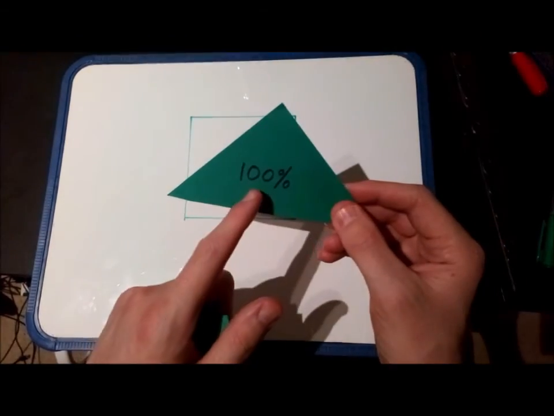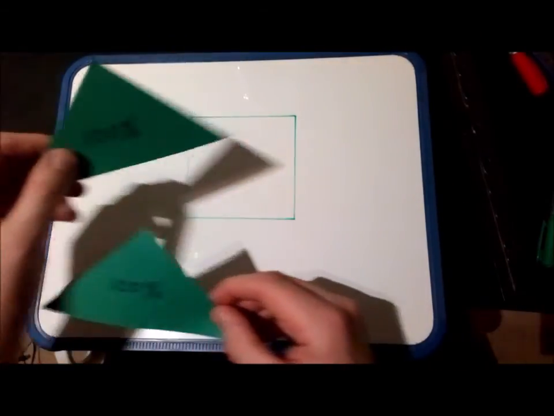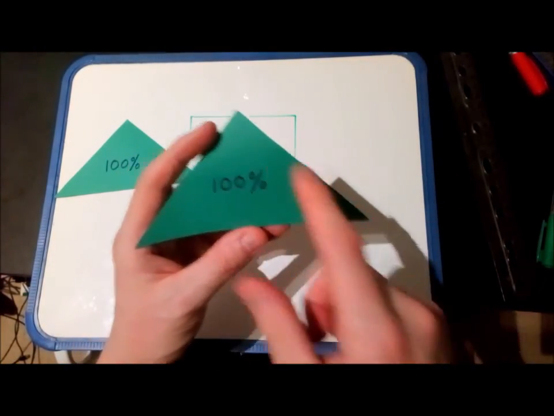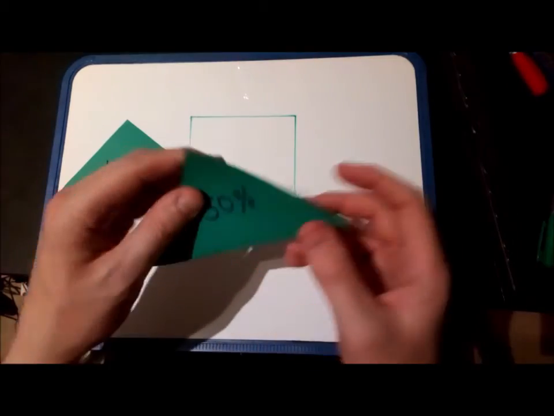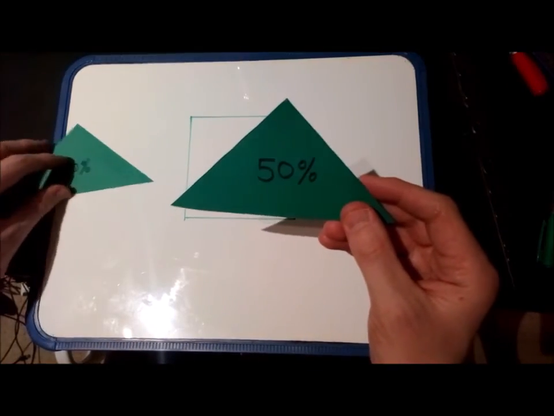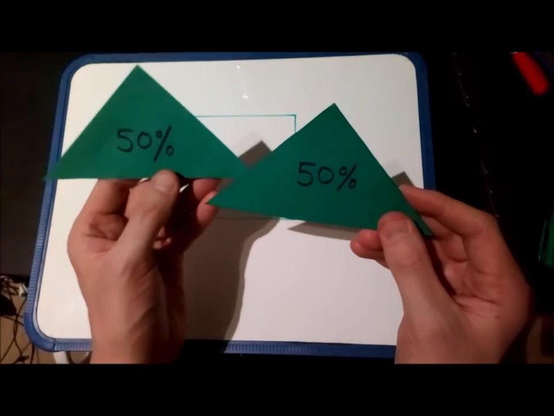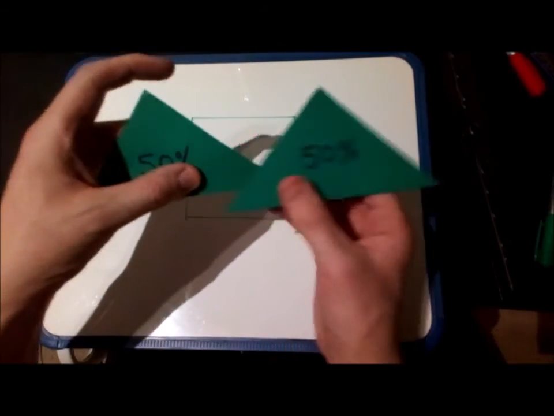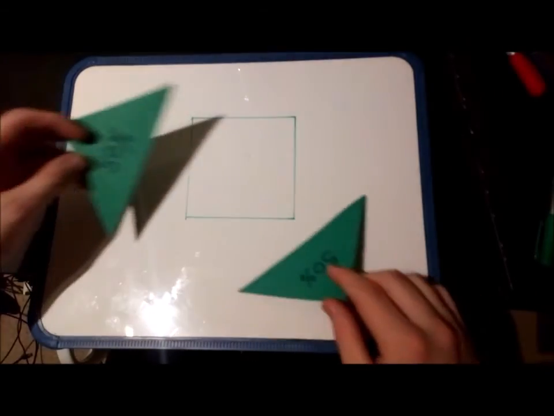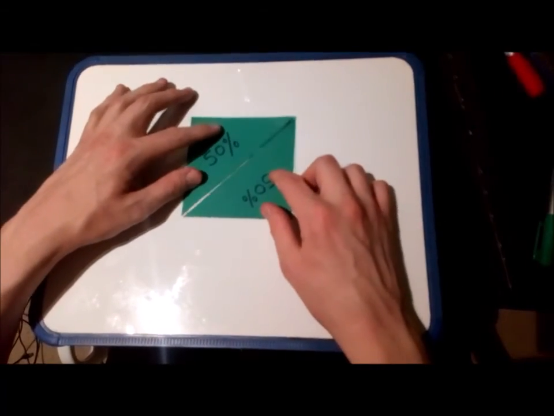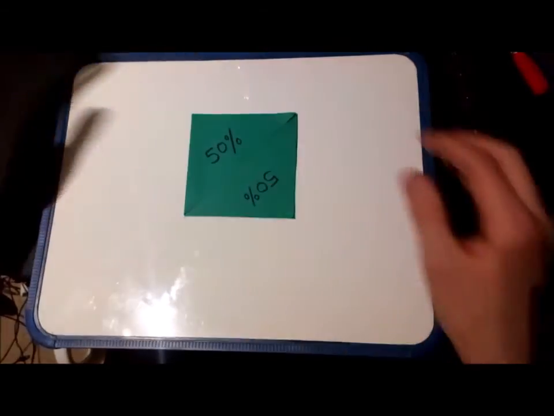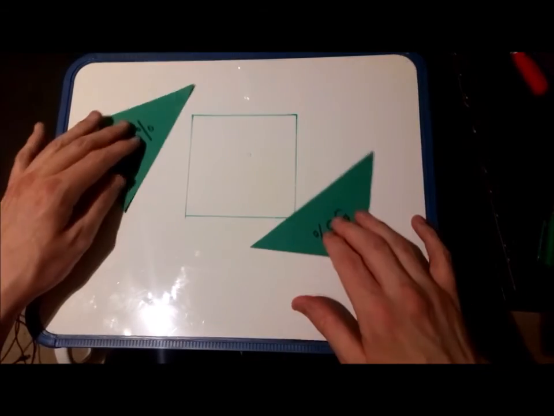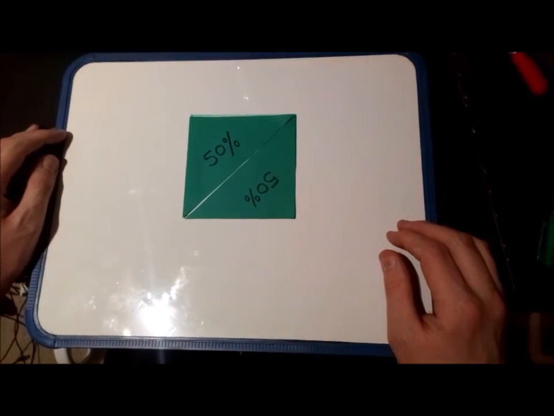This triangle represents 100% of this triangle. This triangle represents 100% of this triangle. This very same triangle represents 50% of something. This very same triangle also represents 50% of something. The thing that they represent 50% of is this square, because when you add the two together, they come to the same area as this square.